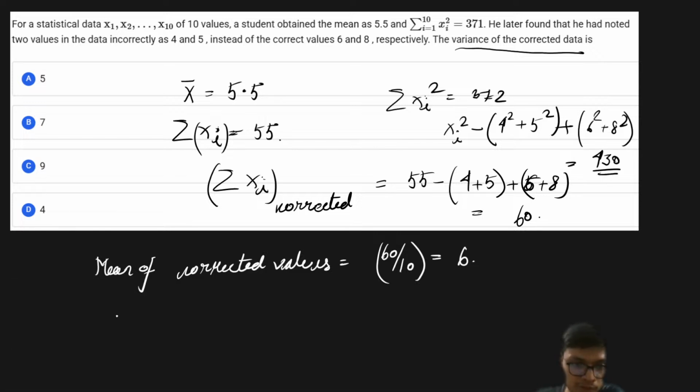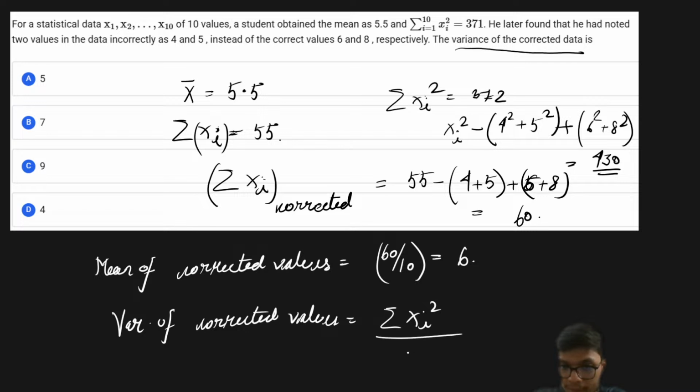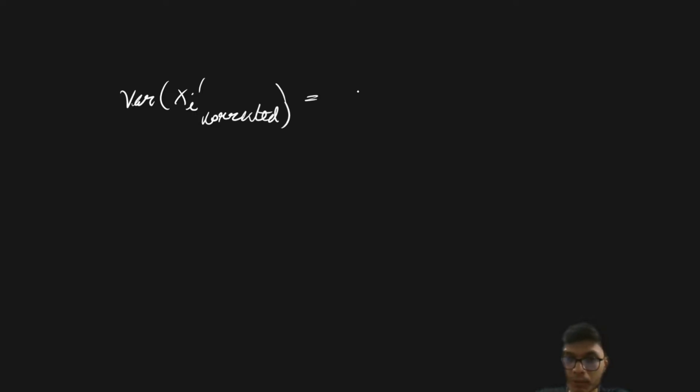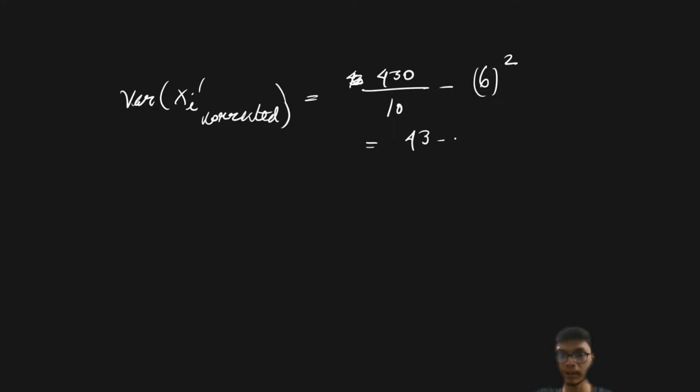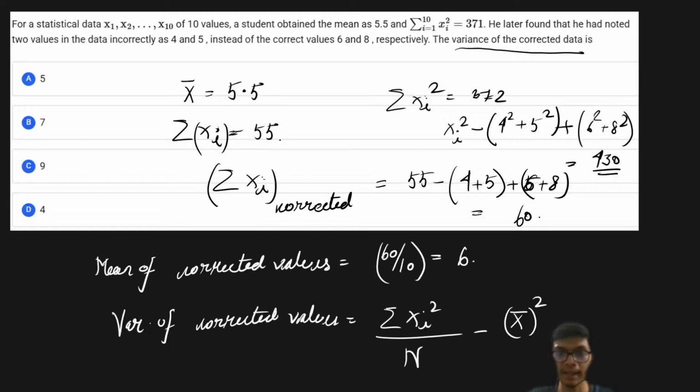So now we just need to calculate the variance of the corrected values. The variance is the summation of xi square divided by n, minus the square of the mean. So the variance of xi corrected: the summation of xi square is 430, divided by 10, minus the mean square, and the mean is 6, so 6 square. This is equal to 43 minus 36, which is the correct answer for this problem. That is equal to 7. So the variance of the corrected data is 7.